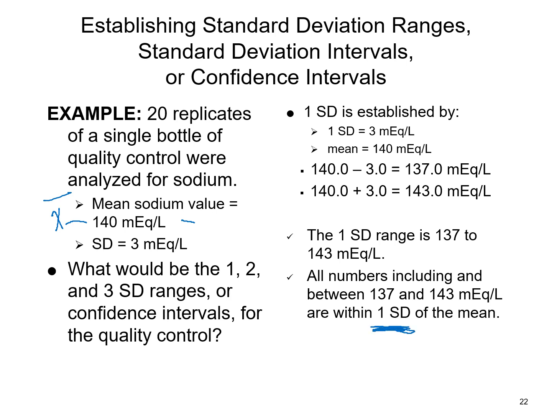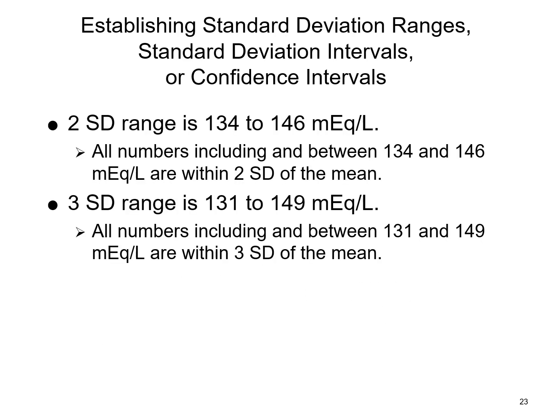Now we look at our Westgard rules. If we had a QC value fall within one standard deviation, then it's considered good and we can proceed with sending out results. So now that we've figured out one standard deviation, let's look at what our additional standard deviations are.